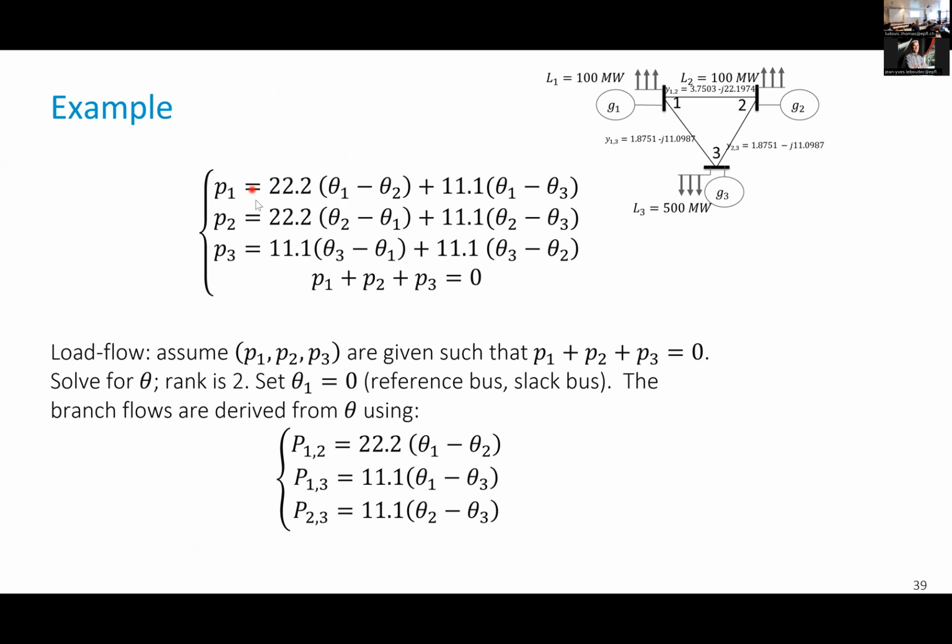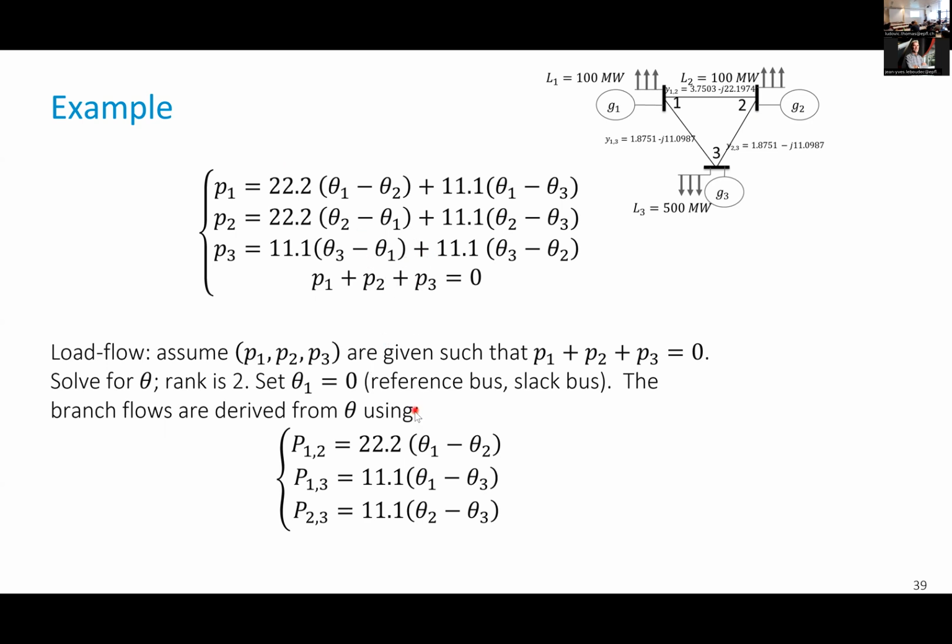That's the injected power at bus 1. This is the power that flows on line 1, 2. The power that flows on line 1, 3. 22.2 is the imaginary part here, minus the imaginary part of the line impedance, admittance. And the sum of the 3 powers is equal to 0. You can verify that if you sum the 3 equations here, you do obtain 0 equals 0, because the different theta will cancel out. So those are the load flow equations here.